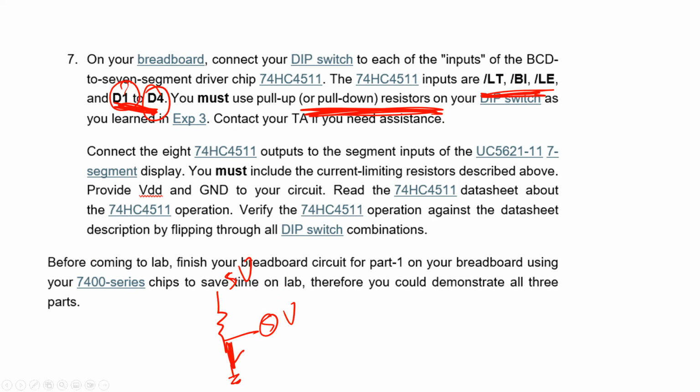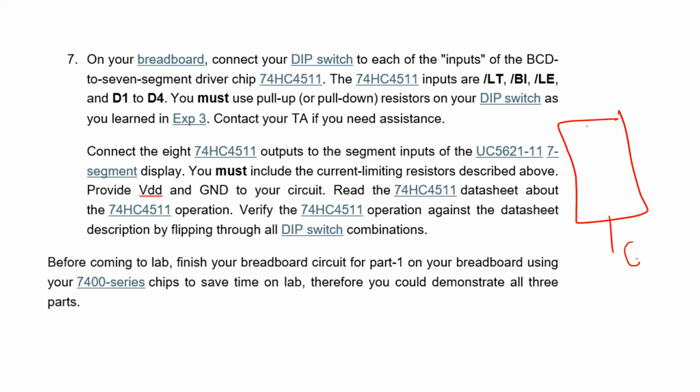Let me see what I ask you to do here. On your board, connect the DIP switch to each input of the BCD driver chip. I'm sure you need to read the data sheet, but this chip should have a ground, and you have to connect it to ground. I think it has VCC, so you have to connect it to 5 volts. Anyway, read the data sheet. It must have 5 volts and ground, so don't forget to connect these.